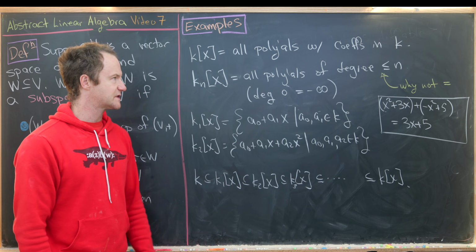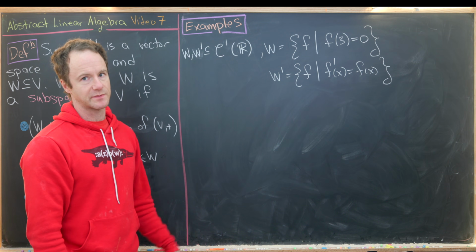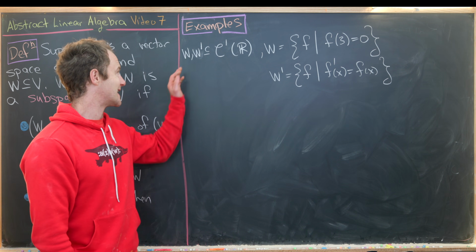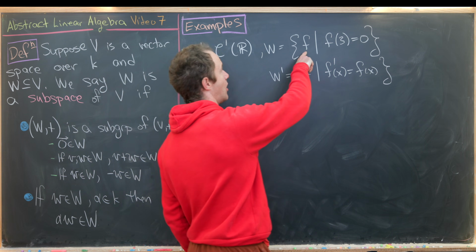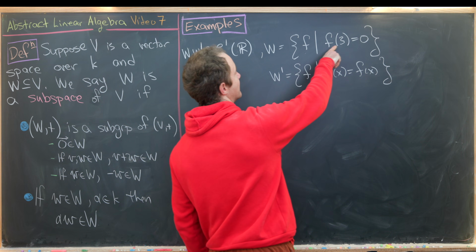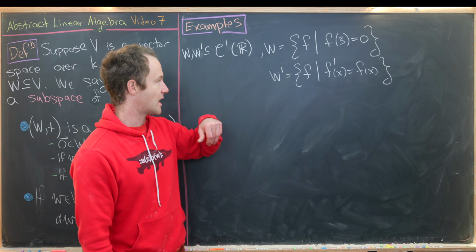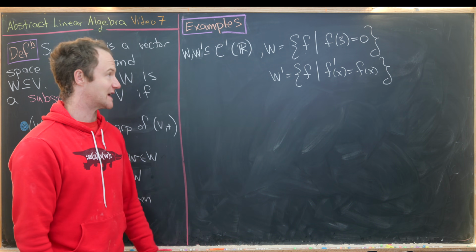Okay, so let's get rid of this and we're going to look at just one or two more examples. So now I've got two more quick examples, and these are going to be subspaces of differentiable functions. So as sets, I've called them W and W prime. So W will be all functions such that when we evaluate them at 3, we get 0. And then W prime will be all functions such that when we take their derivative, we get themselves.